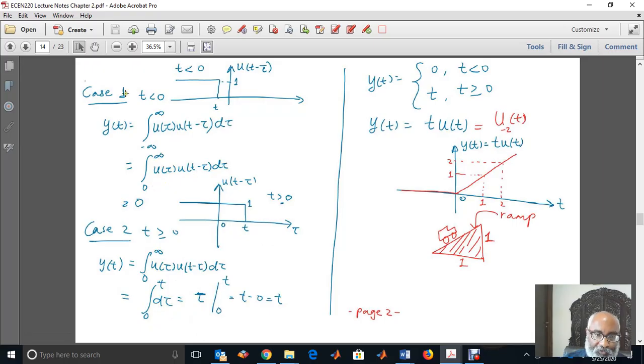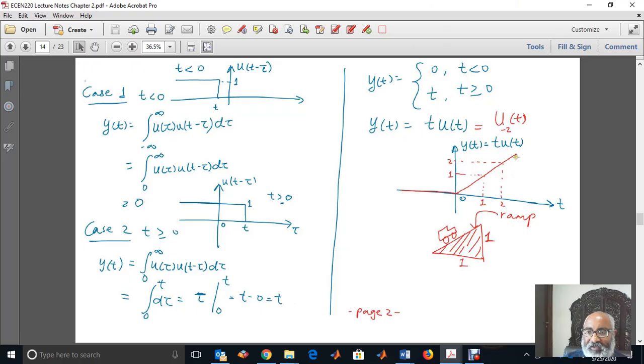So we have two cases. If t is less than 0, the result is 0. If t is greater than or equal to 0, the result is t. How do I write it mathematically? y of t is equal to 0 for t less than 0, y of t is equal to t for t greater than or equal to 0. And this is t times u of t, and we call it the unit ramp function.